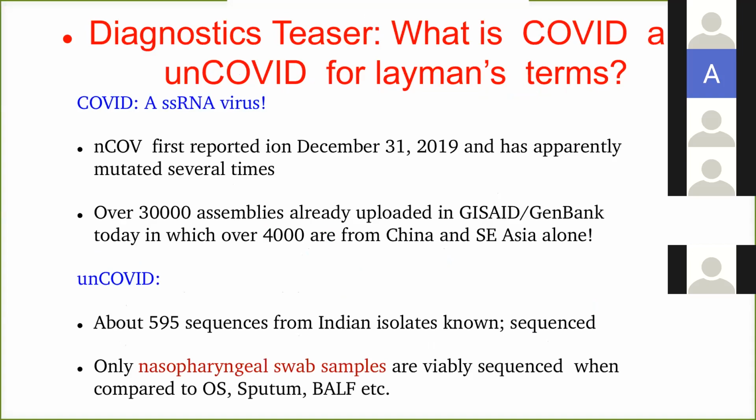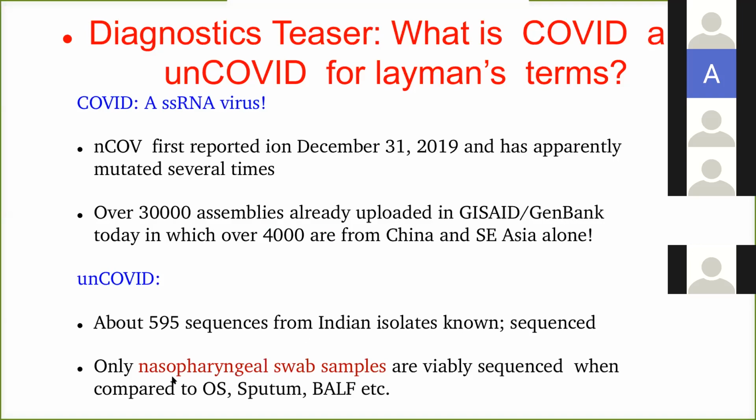So SARS-CoV-2 has become a diagnostic teaser ever since it was reported in December 2019. As I told you, over 39,000 assemblies are there, and about 4,000 are from China and Southeast Asia alone. As of today, this slide was made yesterday morning, and during the last probably 24 hours, another 80 sequences cropped up from India. So there are about 595 sequences.